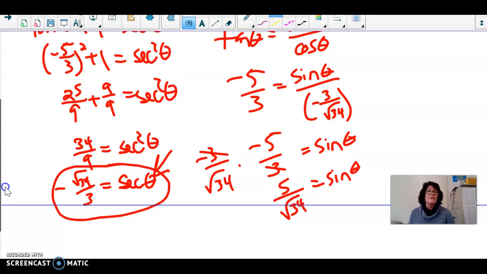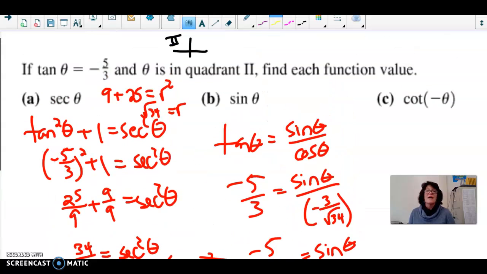You just want to be careful that you don't think that the sine is negative 5 and the cosine is 3, or that the sine is 5 and the cosine is negative 3. It's not. I know that tangent is sine over cosine, and we just said tangent is negative 5 over 3, but that doesn't mean that it's 5 and 3. There are a lot of fractions that reduce to 5 over negative 3.